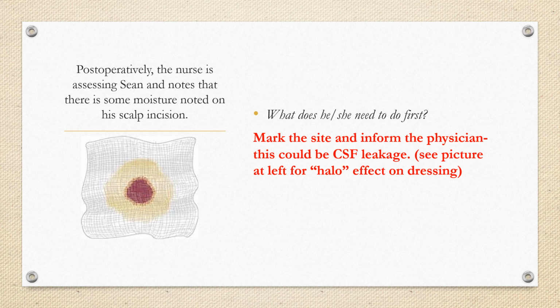Post-operatively, the nurse is assessing Sean and notes that there is some moisture on his scalp incision. His incision, again, where we put the shunt. What does she need to do first? So we're going to mark the site and inform the physician that this could be CSF leakage. So mark it so we all know if it's increasing in amount. And then look here at our picture that I have displayed for you. You can see the halo effect on the dressing. So that would mean we have some CSF fluid leaking out.